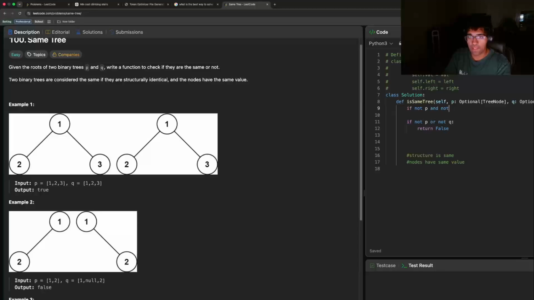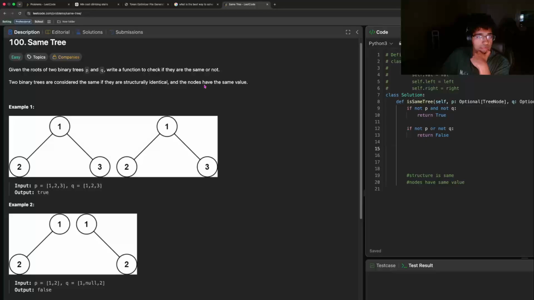But then you can also have the primary case, which is if not P and not Q, which means that both don't exist. So they're both the same tree because they're both none. And in this situation, we'll be returning true. Now, this is if they're structurally identical, considering the roots, which is what we're given, the roots P and Q of two different binary trees. So if the roots are similar or not similar, we have these two cases done already.